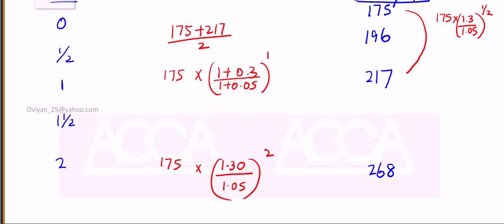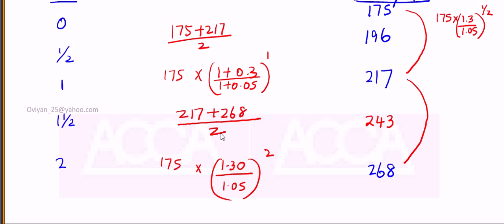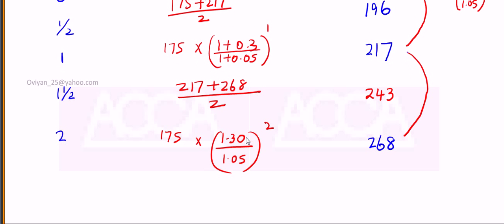So next thing what we're going to do, again, we're going to find out the rates for 18 months. So rate for 18 months is going to be 243. So this is going to be 243, which is 217 plus 268 simply divided by 2, giving you the answer. Okay, so this is the workings that we want to show.